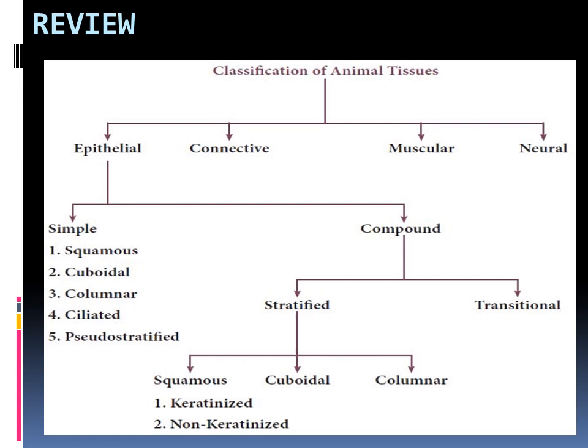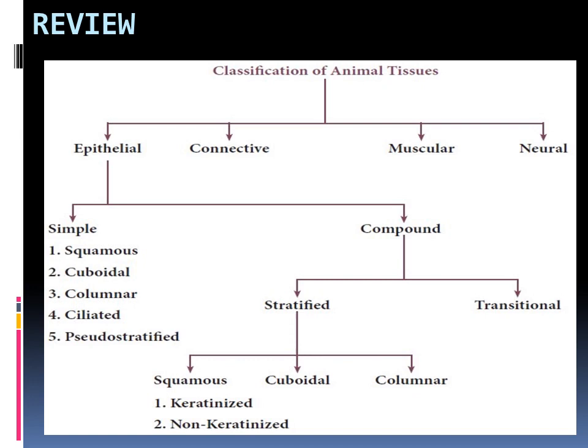So far we have completed this simple epithelial tissue. And in today's class we are supposed to discuss this compound epithelial tissue. Hope you can differentiate the difference between the simple epithelium as well as the compound epithelium, right? So simple epithelium in the sense this layer is made up of a single layer of cells. But in case of this compound epithelial tissue, this tissue is made up of more than one layer of cells.